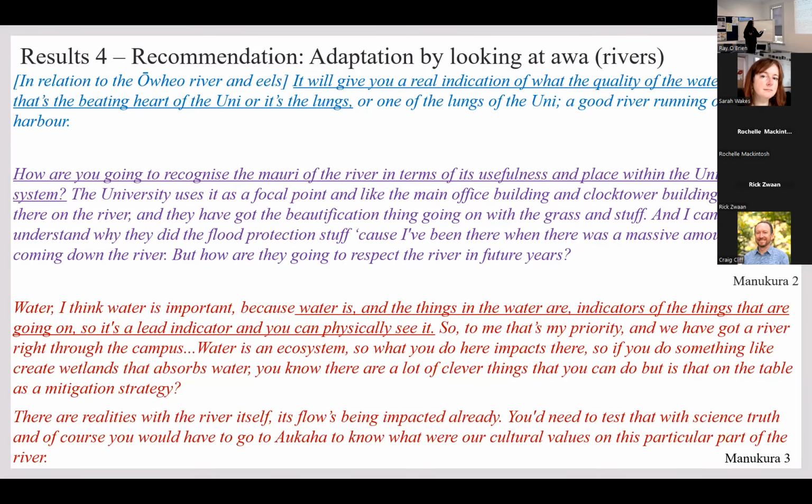So the third result or recommendation is that adaptation can be seen or achieved by looking at the state of our awa, or rivers. Manukura 1 states, it will give you a real indication of what the water quality is, because that's the beating heart of our university. Manukura 2 poses the question, how are you going to recognise the mauri of the river in terms of its usefulness and place within the university system? And lastly, Manukura 3 substantiates these points by stating, water and the things in the water are indicators of things that are going on. So it's a lead indicator and you can physically see it.